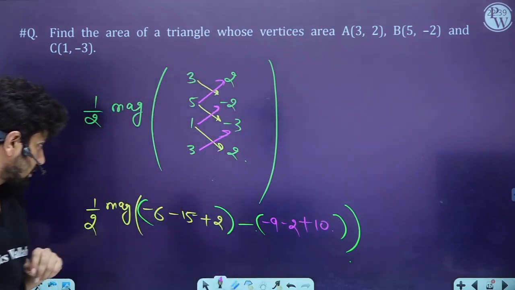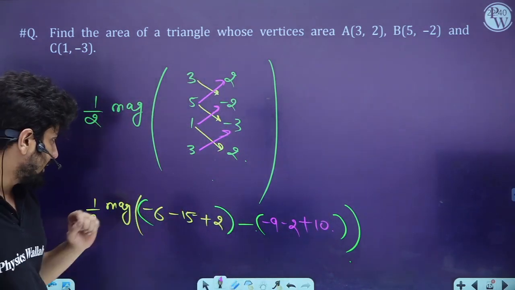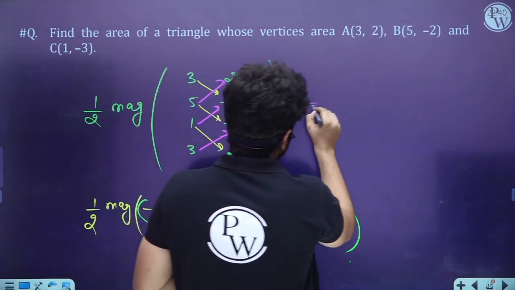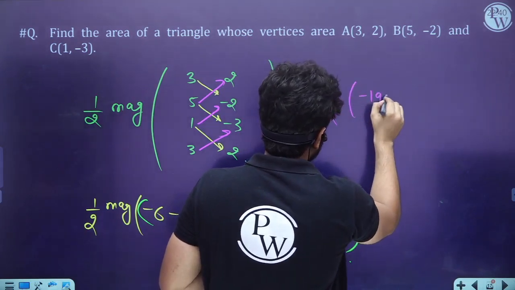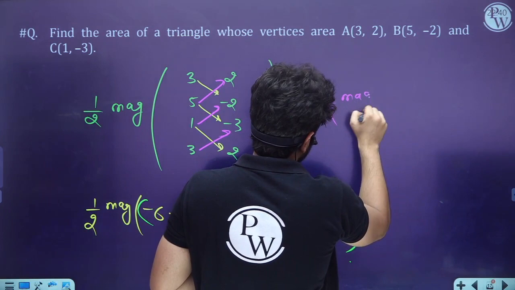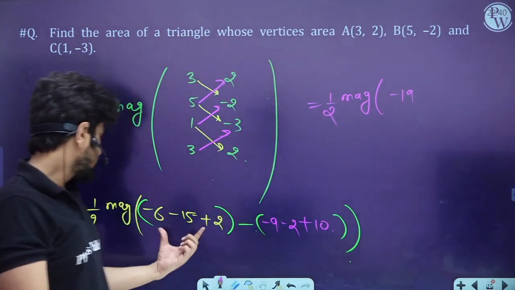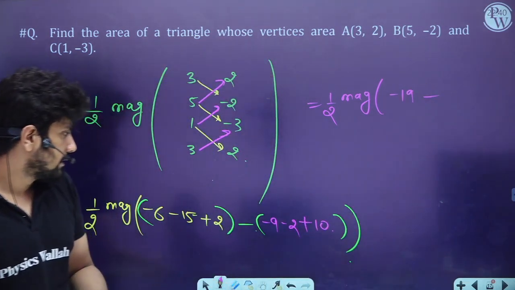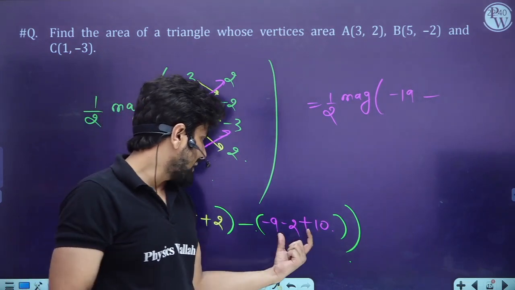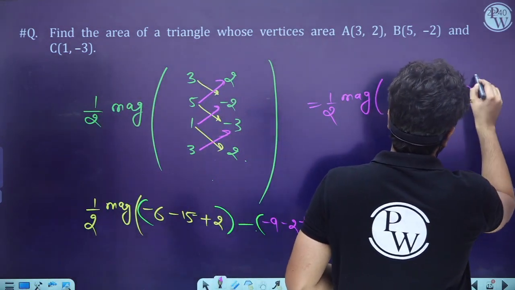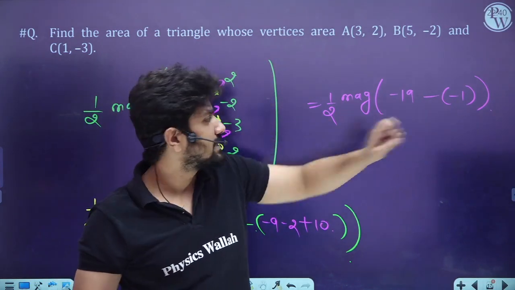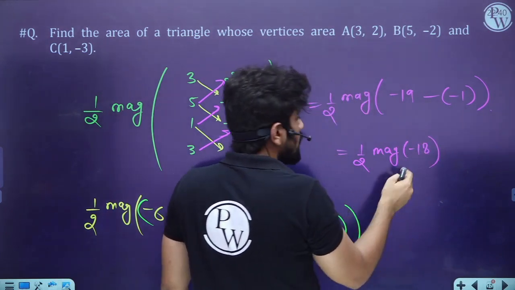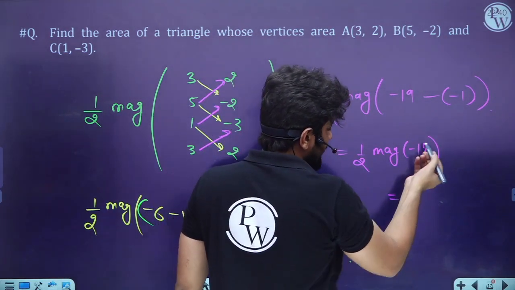Okay, so what does it come to? -6 -15 is -21, -21 + 2, which is -19. So half times magnitude of -19 minus, what? This is -9 -2 + 10, which is -1. So minus of -1. So -19 + 1, which is -18. So half times magnitude of -18. What is the magnitude of -18? That will be +18 again. So 18 by 2, which is 9.